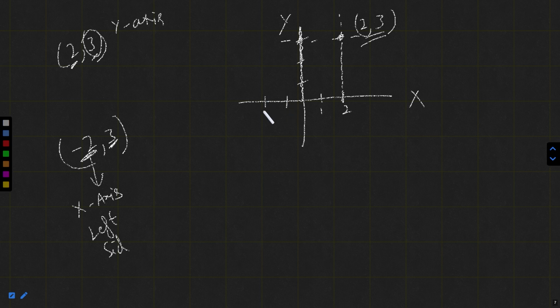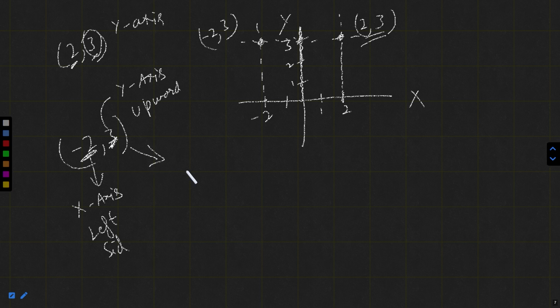So 1 minus 2. So here is our x point, and the 3 is on the y-axis, and it is positive, meaning upward. So 3 is also here: 1, 2, 3. Now if we draw a line, the point where they intersect, we call it (minus 2, 3). Clear? So this point lies here.